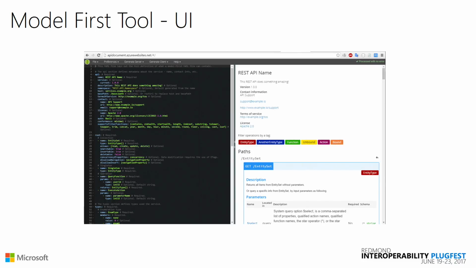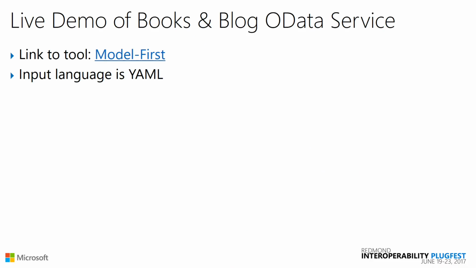So the Model First tool is this. It simplifies your API design, makes sure that you end up with an API that is fairly solid, as far as what the spec is expecting. And hopefully, we can get you guys to start using it. You can give us feedback and let us know what you think, and then we can all work together to improve the tool. So here's a link to the tool.